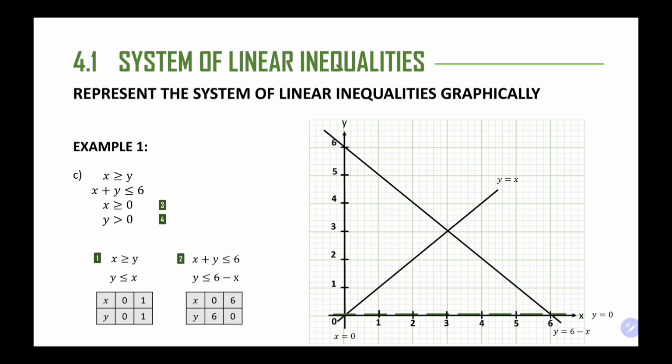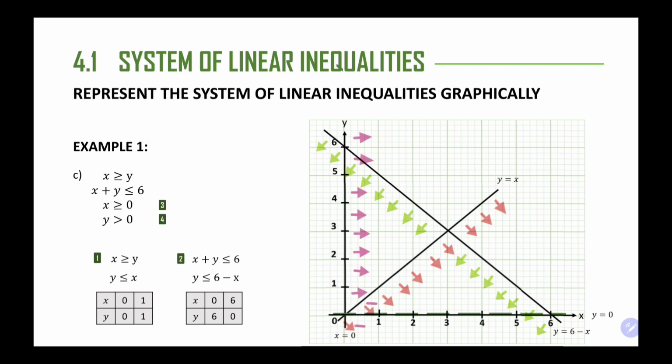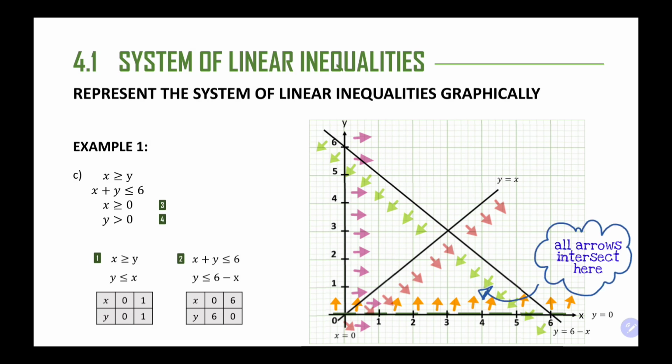Then we determine the region. First line, we have y less than or equal, so below the line. Okay, next. Second equation, we have y less than or equal, so below the line. And we have x greater than or equal to 0, so on the right side of the y axis. And y greater than 0, so above the x axis. Then we can see here the feasible region is here.